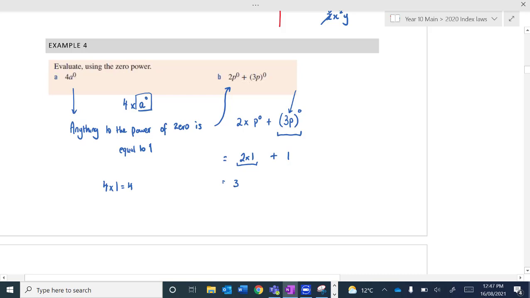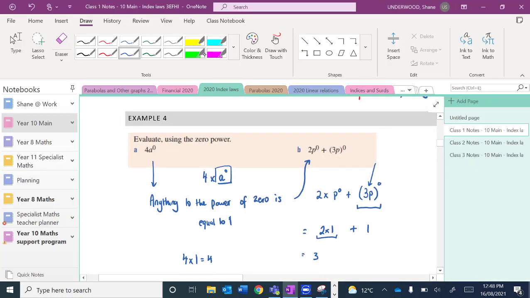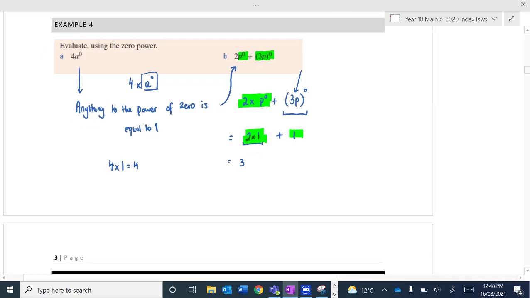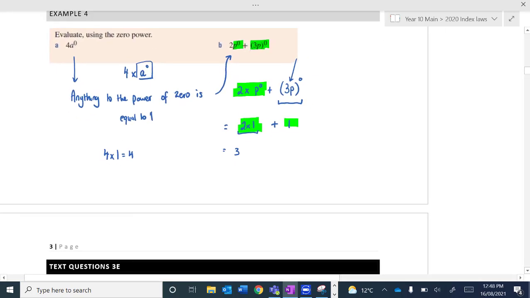Okay, so finally, anything to the power of 0 is 1. Let's have a look at that. Anything, it doesn't matter what's inside that bracket. If the power is 0, that result is 1. Over here, though, p to the power of 0 is 1. Don't forget that that's 2 times p to the power of 0, which means that it's 2 times 1, because anything to the power of 0 is 1. 2 times 1 is 2, 2 plus 1 is 3. Okay, so there you go. That is the zero law.